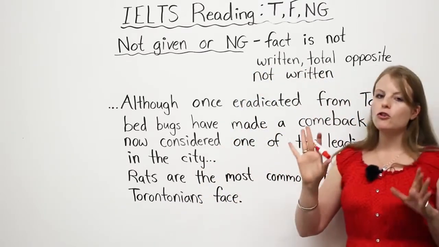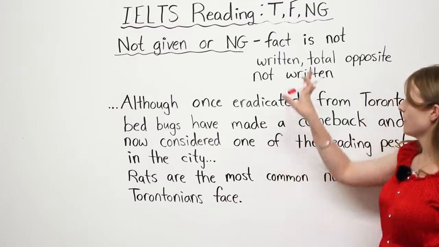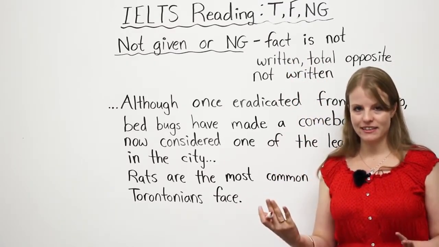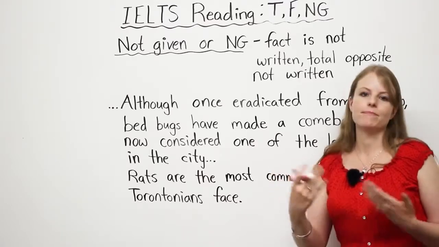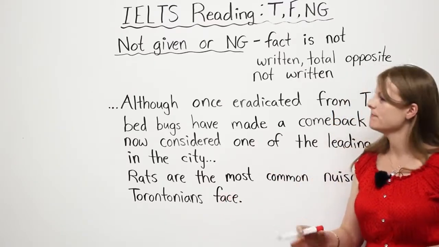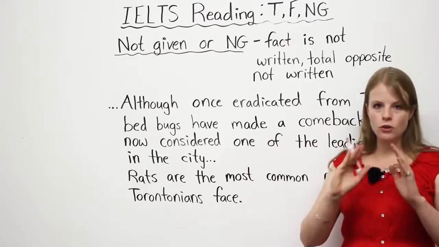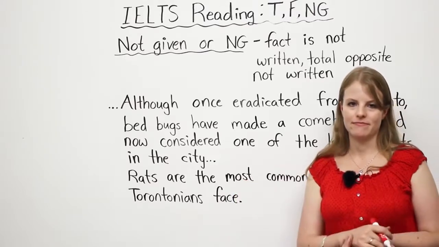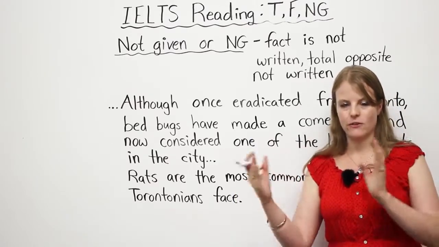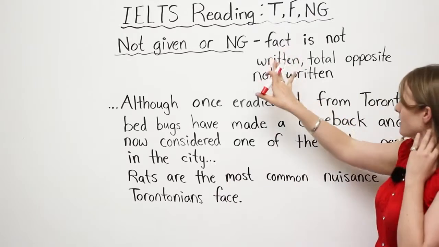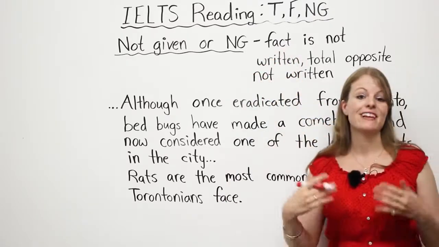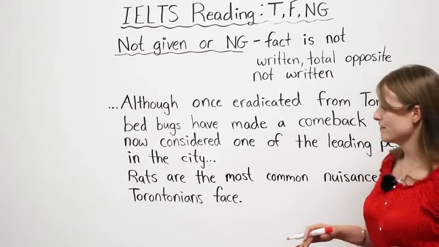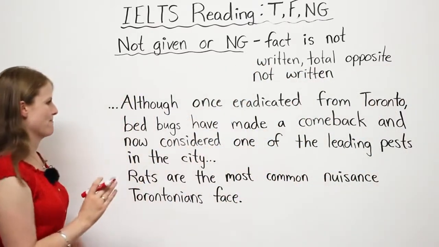Okay, so you write not given if the fact is not written in the text. So if it's not there, if it was written, it would be true. So it's not true. And also, you do not see the total opposite of the fact written. If you see the total opposite, it's false. But if it's neither true nor false, it's not given. All right, so let's look at an example to see what I mean by this. Let me switch sides. Okay.